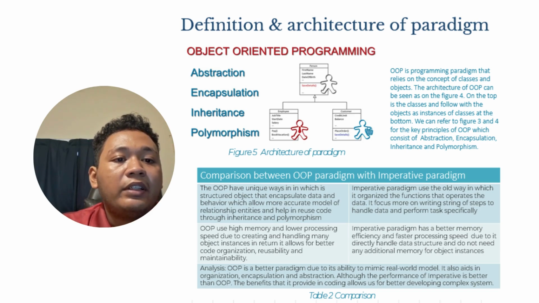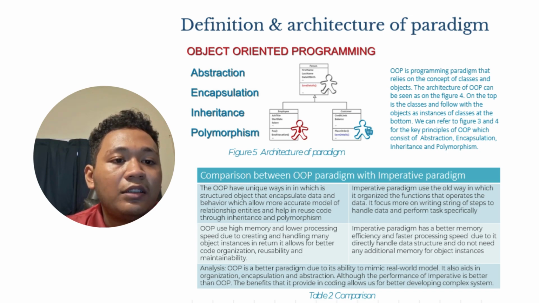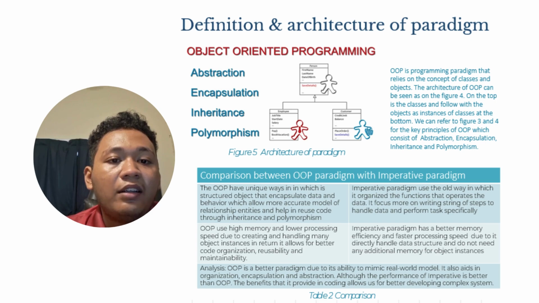Second, OOP has higher memory usage and lower processing speed due to creating and handling many object instances. In return, it allows for better code organization, reusability, and maintainability, while on the other hand, the imperative paradigm has better memory efficiency and faster processing speed because it directly handles data structures and does not need any additional memory for object instances.